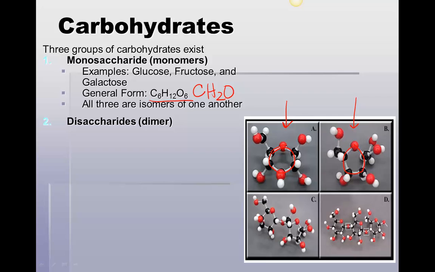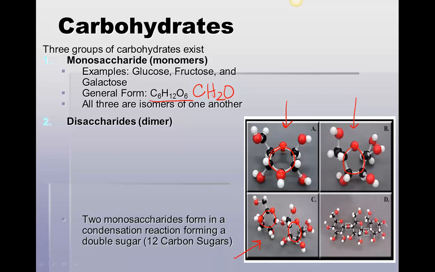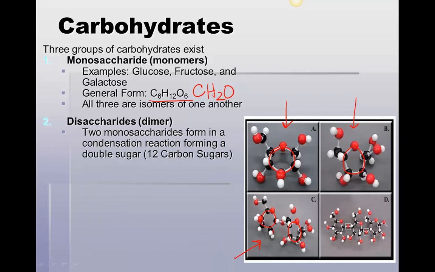Dimers are a little larger, so this picture down here, C, is pointing at a dimer because I can see the 2 rings in the picture. They form during that condensation reaction, so you're going to have 12 carbons in this sugar. The actual formula is C12H22O11, which isn't our perfect formula of CH2O.